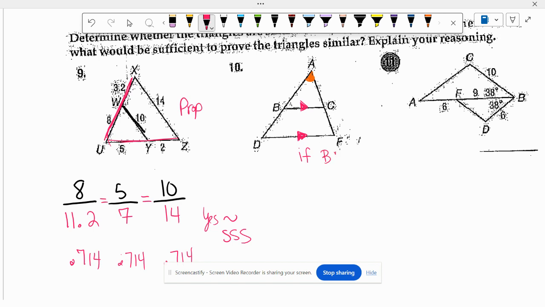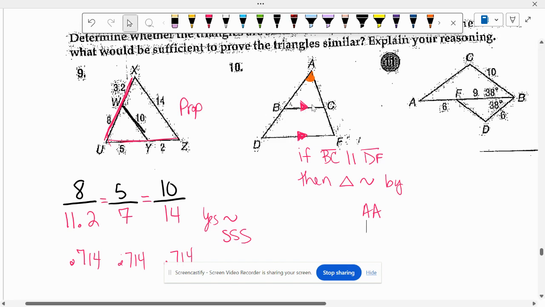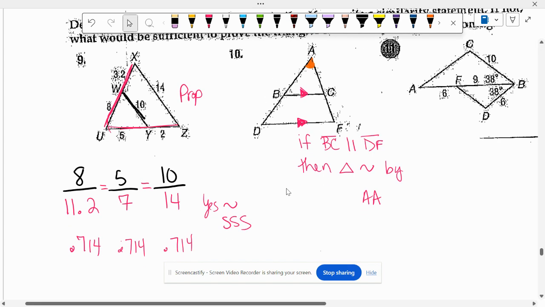So let's say that. If BC was parallel, we don't know that. They look like they are, but you don't know it. If BC was parallel to DF, then the triangles would be similar by angle. That's what it's asking: what could you use? What do you need to prove it? You would need to know that those two segments are parallel to each other.